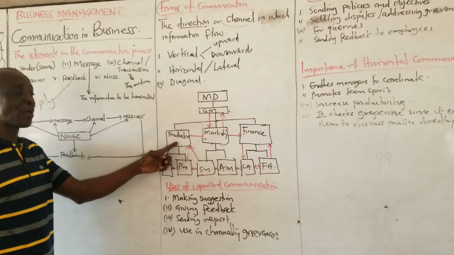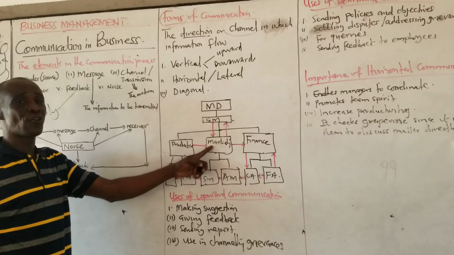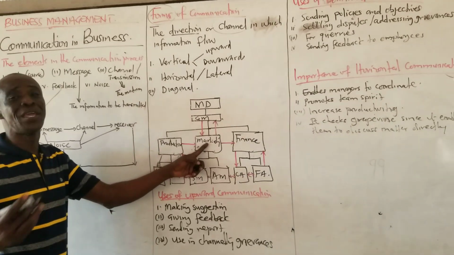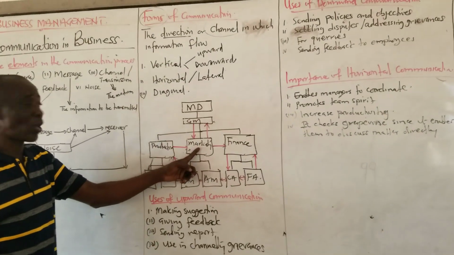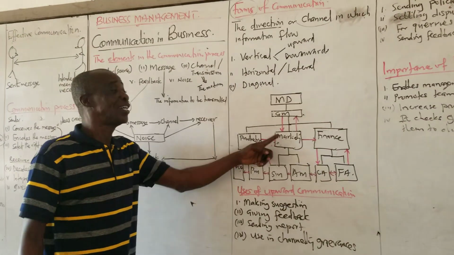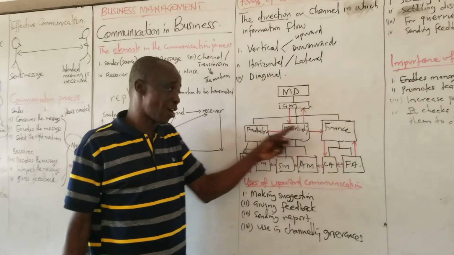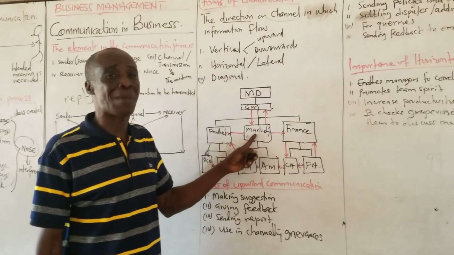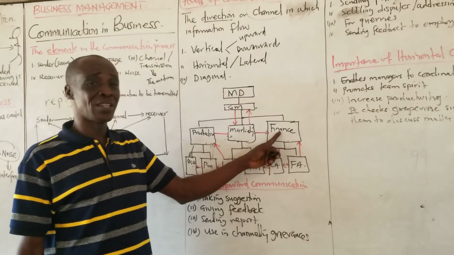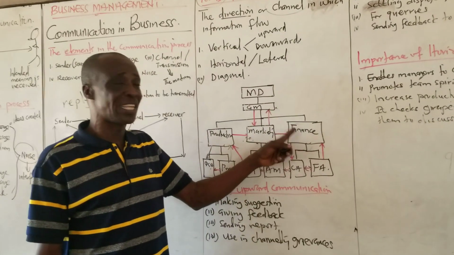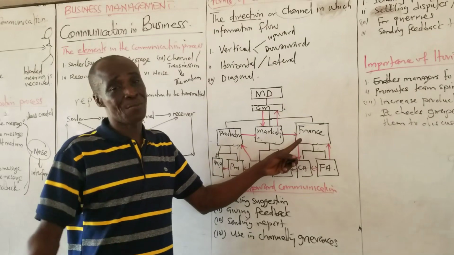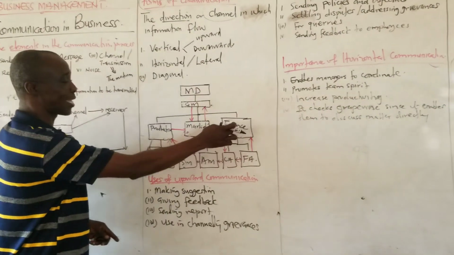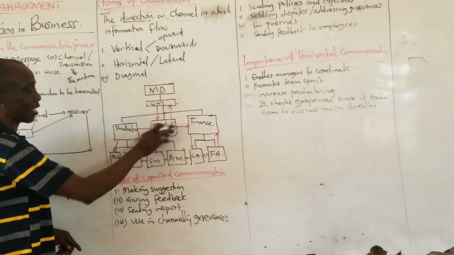So if a production manager sends information to the marketing manager, or asks the marketing manager how many products they still have, so that they will know whether they should produce or not, then it is lateral or horizontal communication. If the marketing manager needs money for research, and he gives that information to the financial manager, that is called lateral communication. So this is lateral, this is lateral, this is lateral.